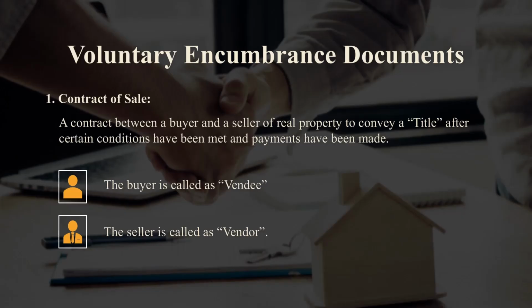First one is contract of sale. A contract of sale is an agreement between a seller and a buyer. The seller agrees to deliver or sell something to a buyer for a set price that the buyer has agreed to pay. With these contracts, the transfer of ownership happens when the buyer pays and the seller delivers.